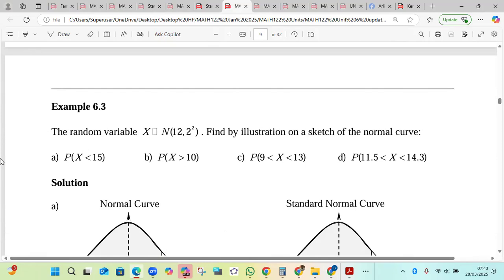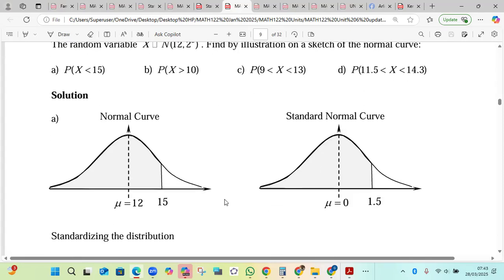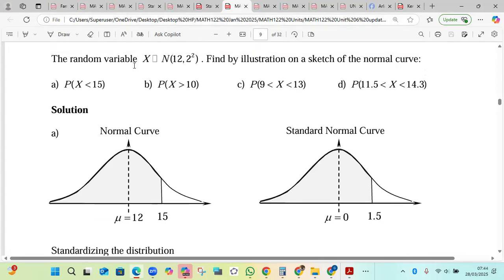If, for example, you want to find the probability that X is less than 15, what you do is sketch a normal curve. On the horizontal axis, you put the population mean, which is 12 in that case, because here it is said that X approximates a normal distribution with a mean of 12 and a variance of 2 squared. So you draw a normal curve and you point out that the population mean is 12, it comes right in the middle.